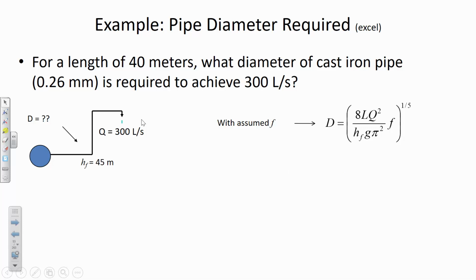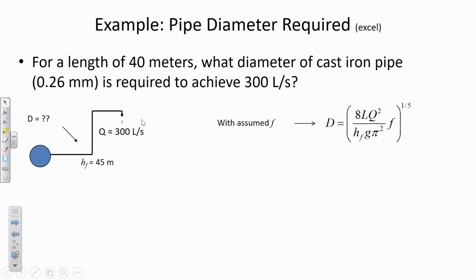Okay, so we have some assumed F value. Now the problem says that we've got cast iron pipe, and so K sub S is 0.26 millimeters. The length of the pipe is 40 meters, and the flow rate is 0.30 cubic meters per second, and H sub F is 45 meters. Okay, so let's let F equal 0.015, just as a starting point.